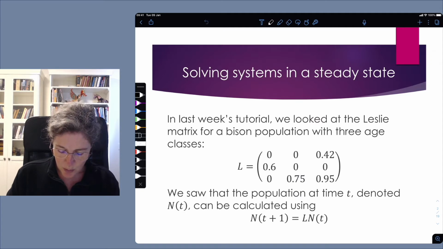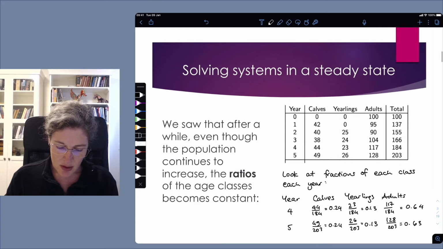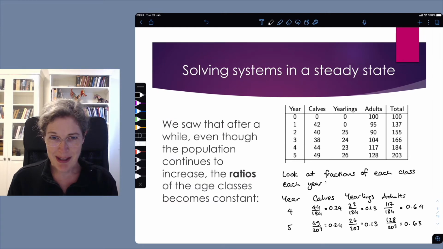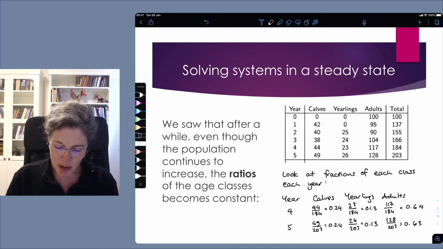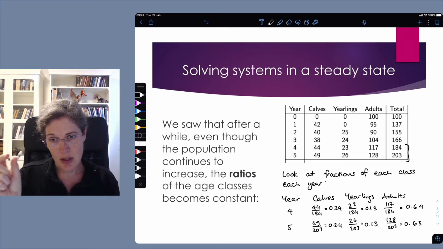And we said that we can calculate the population at time t plus 1 if we know the Leslie matrix and the population at time t. And we just multiply the population by the Leslie matrix. And what we noticed, hopefully, by the end of the tutorial, was that by the time we got to about year 4 or year 5, although the population as a whole was still increasing, the ratio of the different classes was starting to stay the same.